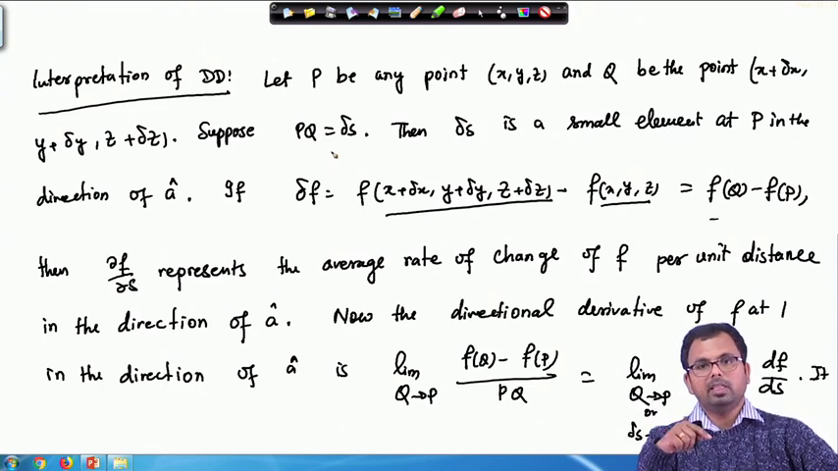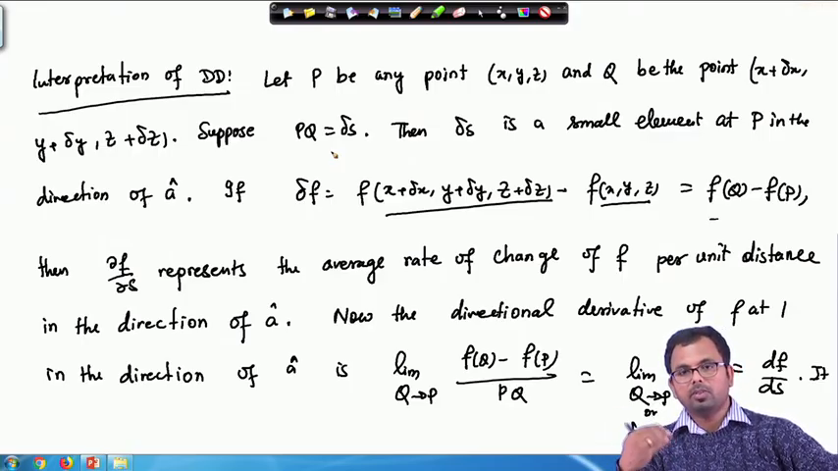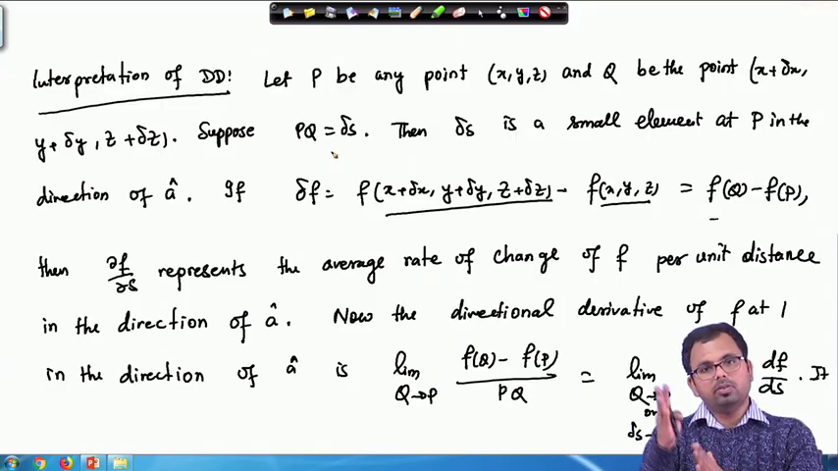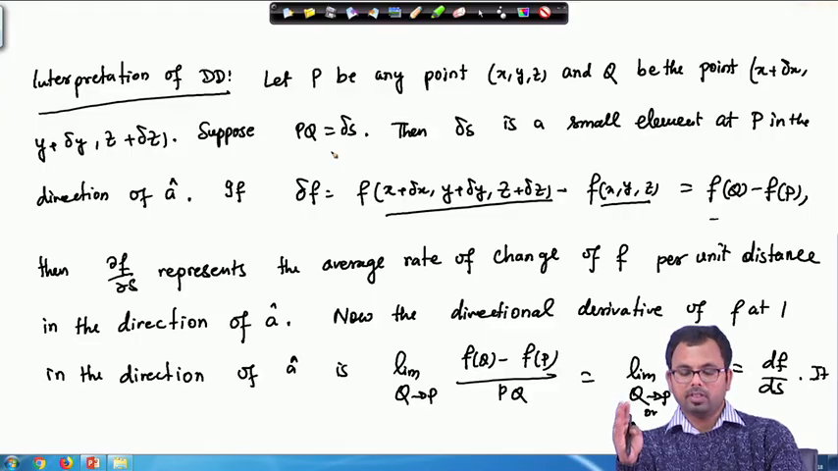So, delta f by delta s, when delta s goes to 0, is actually the average rate of change of f per unit distance. So, how much the function is changing, how it is changing per unit distance, is given by del f by del s in the direction of the vector a cap.